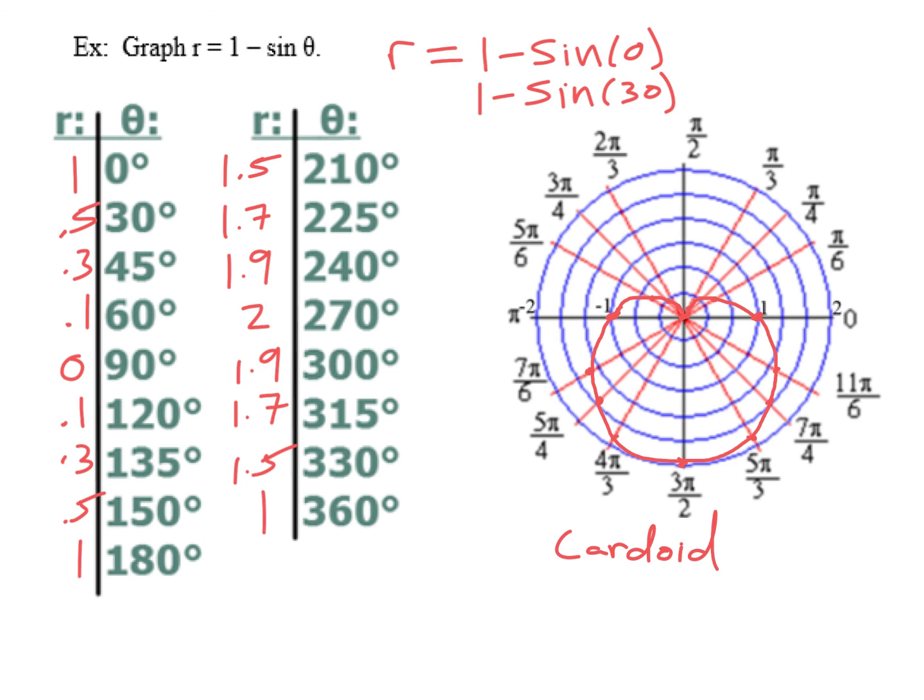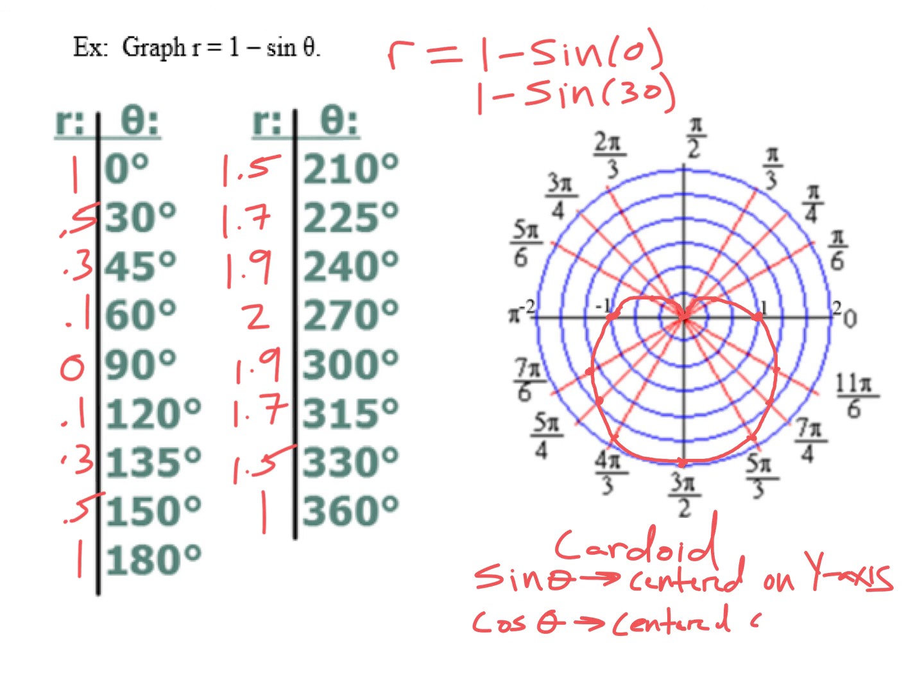If you were to do it with sine, your cardioid would be centered on the y-axis, as we can see in our graph. We do not have an example of cosine, but as you would guess from this pattern, it would be centered on the x-axis. It'd be that same shape, but just turned over on its side is what you'd see.